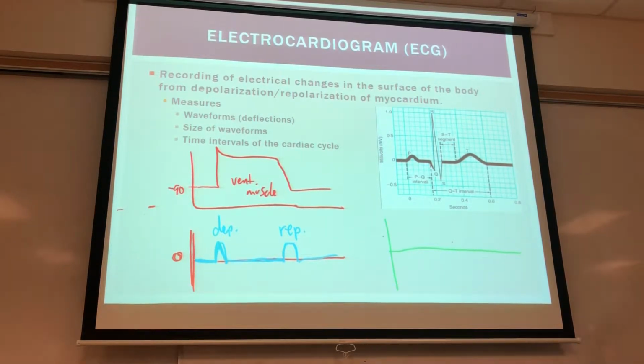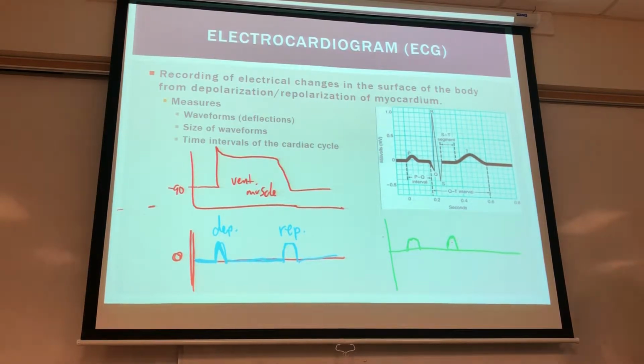The first thing you would expect to see is the blip with the atria. We know the SA node fires and the atria contract. Looking just at the muscle cells, we want to measure the changes in depolarization and repolarization. So we expect to see a little blip first, which is going to be atrial depolarization. If I had atrial depolarization, what's the next one? Atrial repolarization is the next blip.